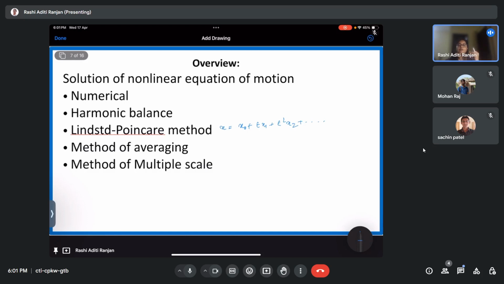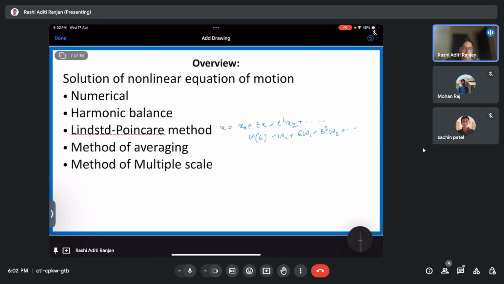Like the epsilon to the power 0 terms are going to be equal to 0, the epsilon to the power 1 terms are going to be 0, and likewise I'll get multiple equations. Then I'll find the solution of the first equation, put it in the second equation, and likewise, then I'll try to remove the secular term and find the solution. This was for your direct expansion method. In case of Lindstedt-Poincaré, we add one more thing also. We write our omega also in terms of epsilon, like omega naught plus epsilon omega 1, and likewise.